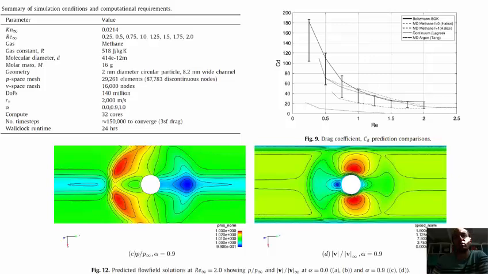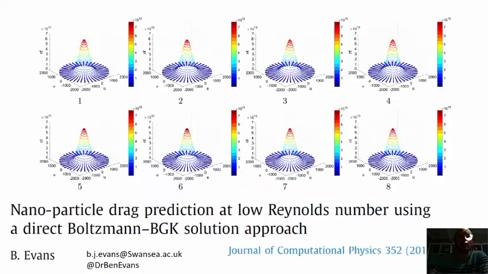And the results that we got sat well within the range of predictions that people are making for this type of flow. So if you want more details, the full paper is Nanoparticle Drag Prediction at Low Reynolds Number using a direct Boltzmann-BGK solution approach, and it's published in the Journal of Computational Physics 2018.